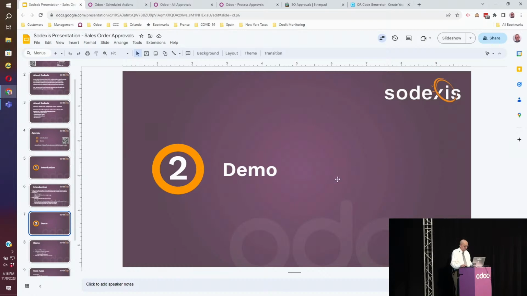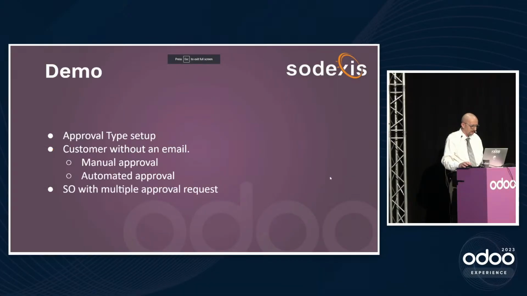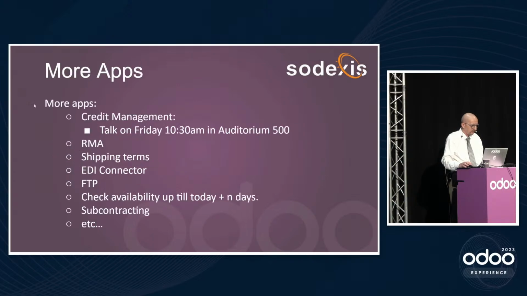Let's see, that's really everything in my talk. That was a demo. We have more apps. If you're interested, as I said, the credit management. We have a return management app. We have a shipping terms app, an EDI connector. We have an FTP module that enables you to sync files between an FTP site and Odoo.